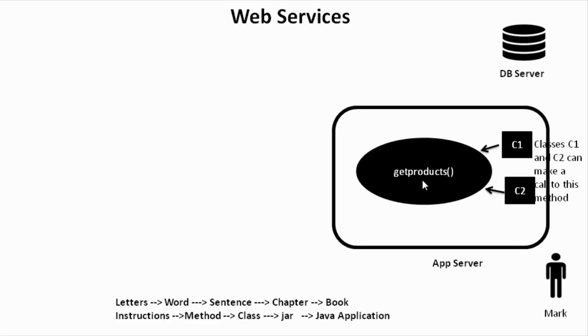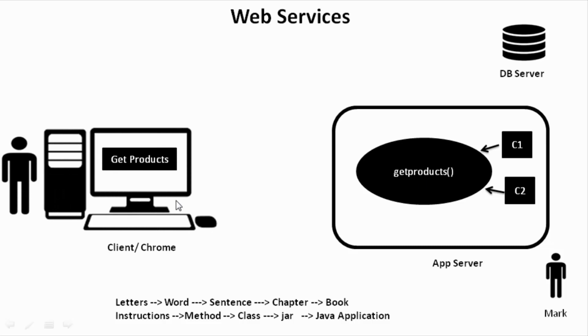Or there is another possibility altogether. So this is my end customer. He has the URL for this particular application, which is hosted on this app server. So this end customer has entered this URL on probably a Chrome browser. Once he has entered the URL, he will have this button of get products somewhere, on the graphical user interface of this application.